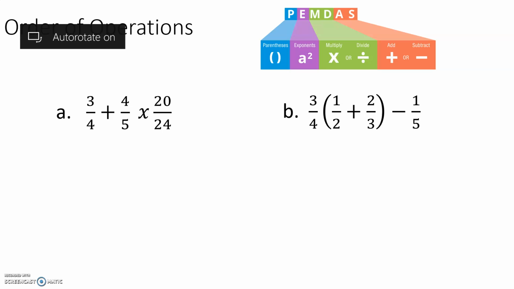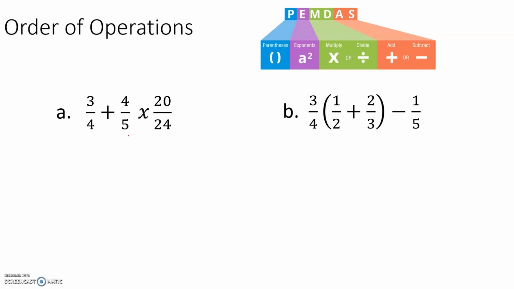All right, so now we have an order of operations problem. To solve these, we need to follow the following steps. Order of operations: parentheses, exponents, multiply or divide, add or subtract. For A, we don't have any parentheses or exponents, but I'm going to multiply before I add, because that's the first thing I need to do in the order of operations.